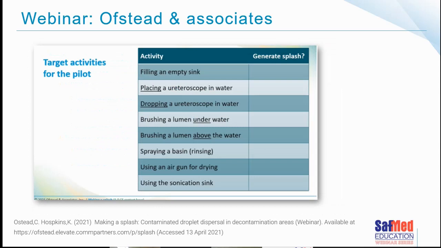Will these activities generate splash? Filling an empty sink, placing an ureteroscope in water, dropping an ureteroscope in water, brushing a lumen underwater, brushing a lumen above water, spraying a basin while rinsing, using an air gun for drying, and using an ultrasonic bath or sink.